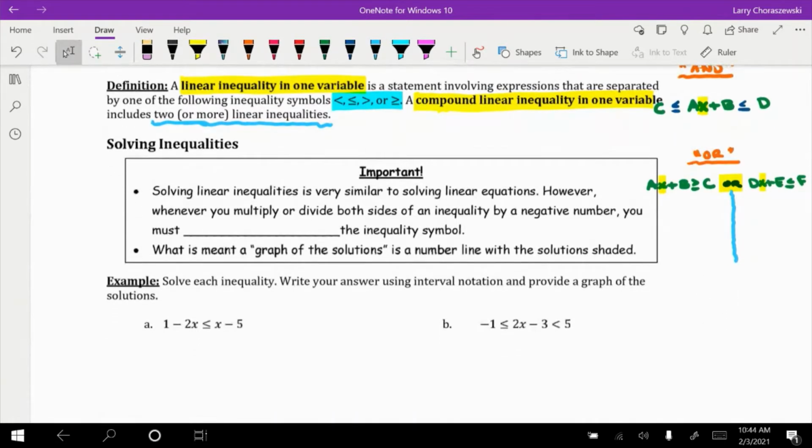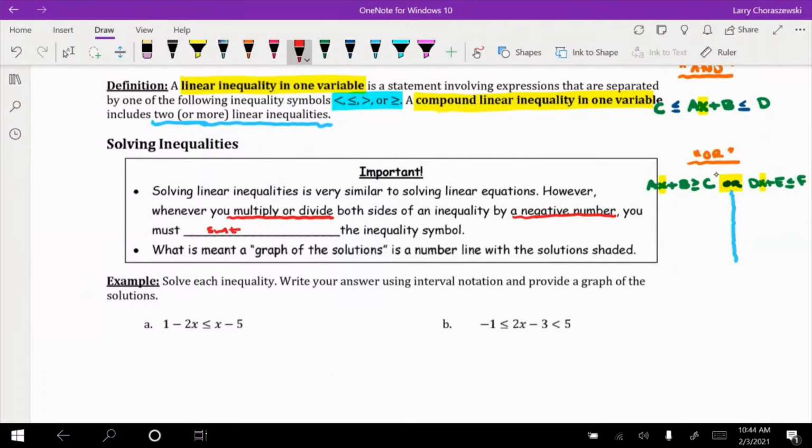So before we get to solving a couple of inequalities, a couple of important things. The first is something I was mentioning a minute ago. When you solve linear inequalities, you want to treat it like you're solving a regular equation. However, whenever you multiply or divide both sides of an inequality by a negative number, does anybody remember what you have to do with the inequality symbol? Yeah, you have to flip it.